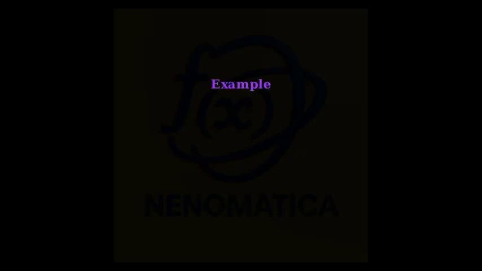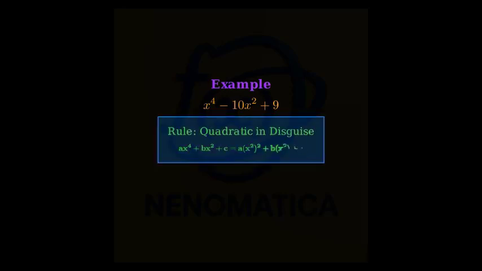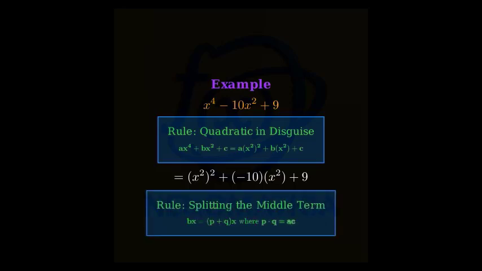Let's look at an example. Our polynomial is x to the fourth minus 10 x squared plus 9. First, we need to recognize that this is actually a quadratic in terms of x squared. We can rewrite it as (x squared) squared plus negative 10 times (x squared) plus 9. In the next step, we'll try to factor this expression.